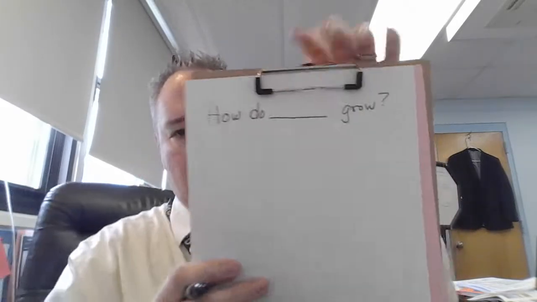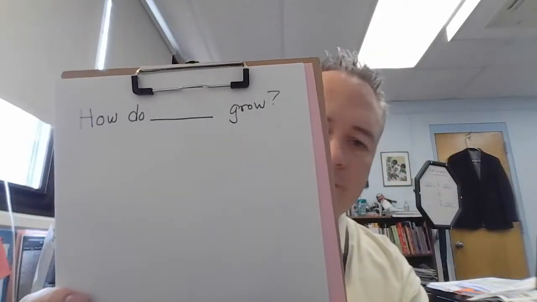And so the big question that I want to read about is, how do some kind of animal grow? Because all animals grow, but they kind of do it differently, don't they?